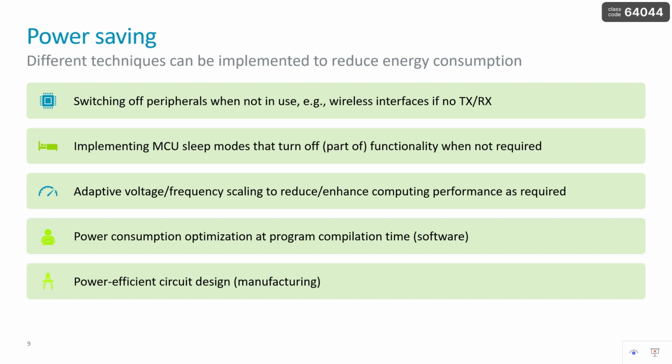Another approach in modern systems is that of reducing and enhancing performance depending on the complexity of the task executed. This can be done through dynamic voltage or frequency scaling. Further power saving can be achieved through software by compiling to optimize bytecode that minimizes energy usage.